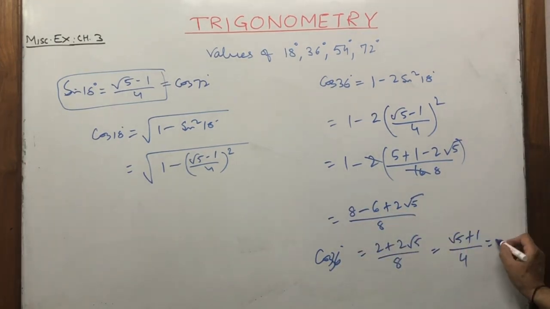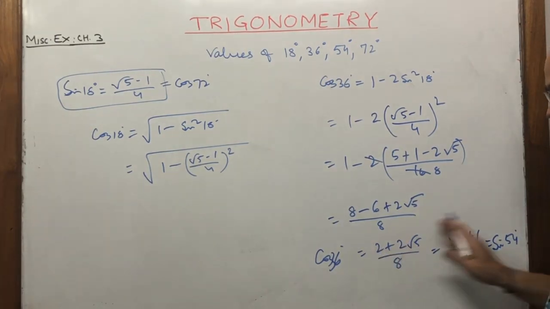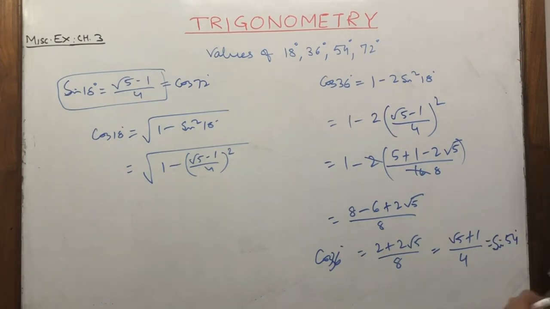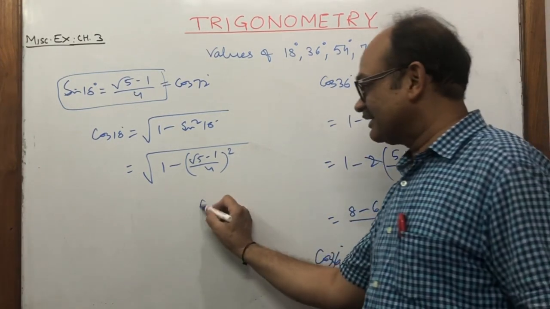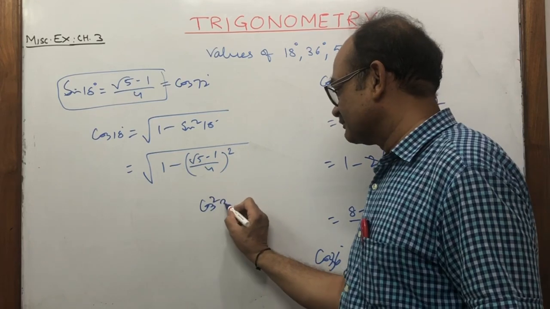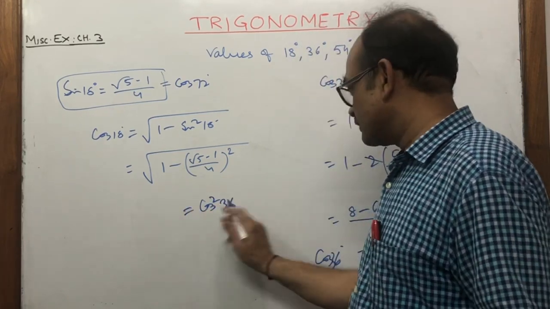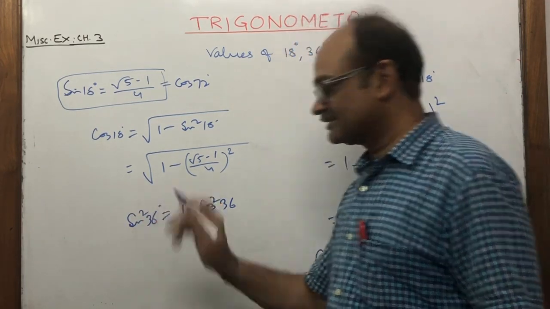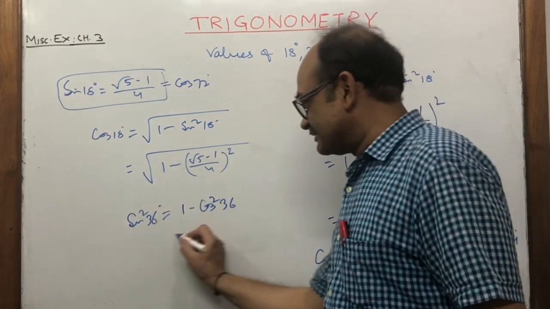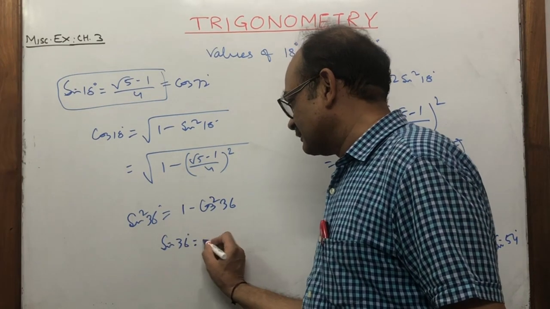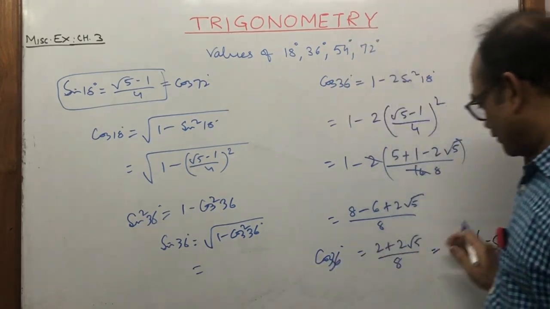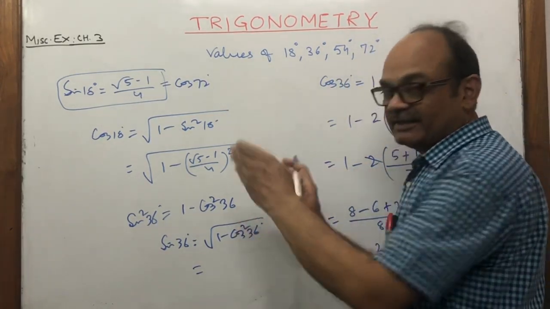When you know cos 36, it is nothing but sin 54, because again complementary system. So once cos 36 is found, sin 54 is found, and if sin 36 is found then cos 54 will be found. Cos square 36 plus sin square 36 equals 1. So sin 36 is nothing but under root of 1 minus cos square 36. This is for your homework. You can substitute the value here and get the answer.